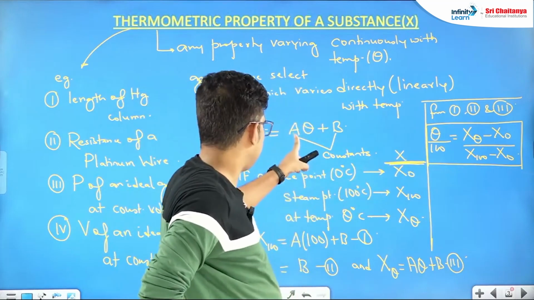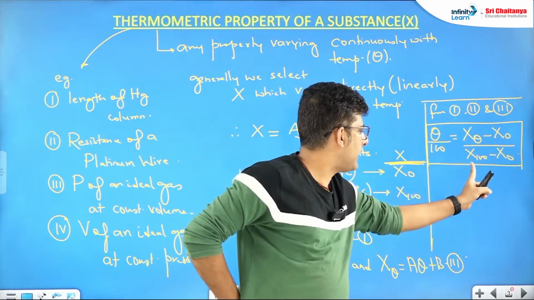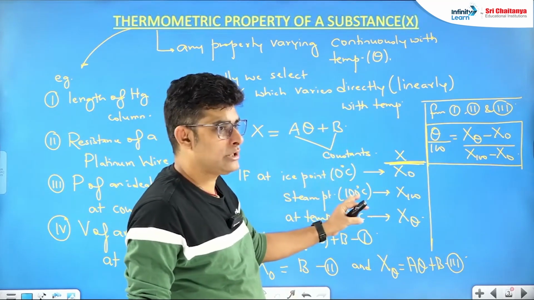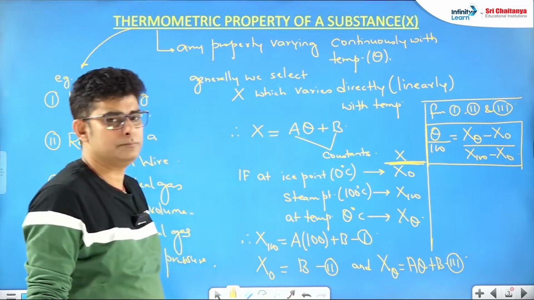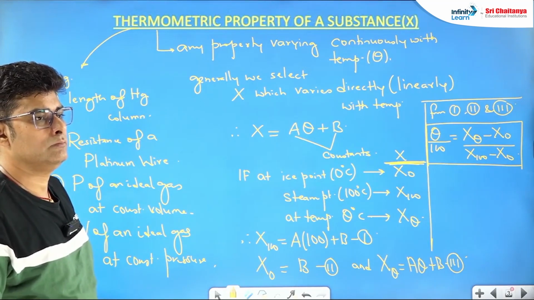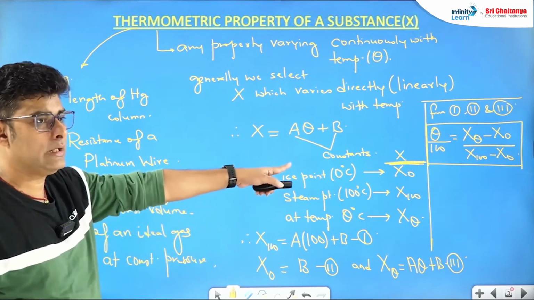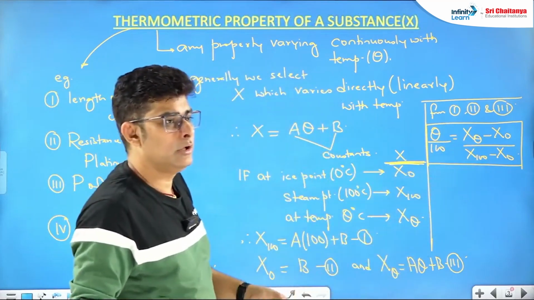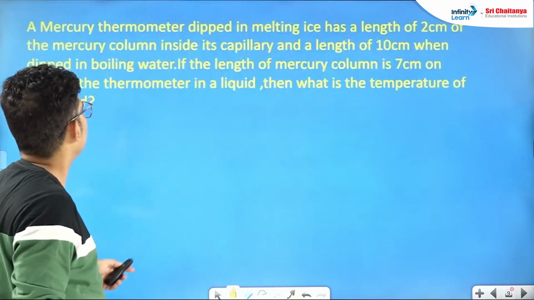If you are using a Celsius scale, then θ/100 = (xθ − x0)/(x100 − x0). So whenever we are asked any question on this, we can easily solve this. Is it clear to all of you? So I will just take 1 minute so that you understand this thing, θ/100 = (xθ − x0)/(x100 − x0).